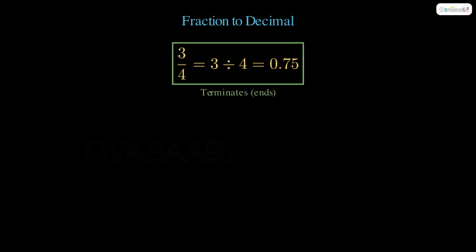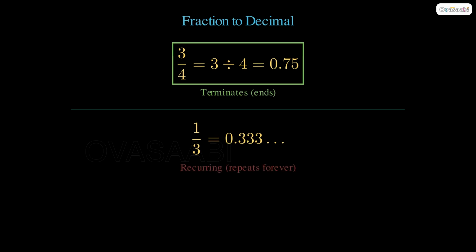To turn a fraction into a decimal, divide top by bottom. 3 divided by 4 gives 0.75, which ends. But 1/3 gives 0.3 recurring, repeating forever.